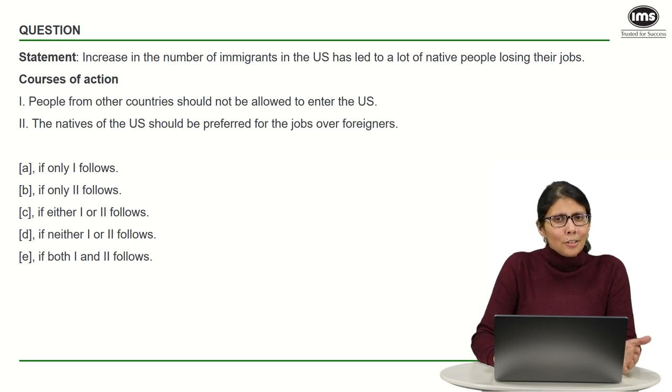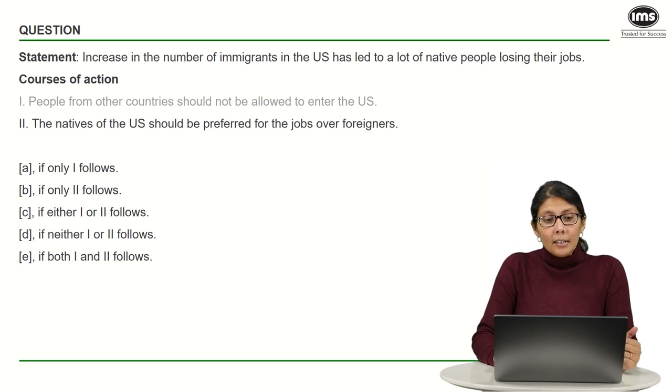This seems a little extreme because this would mean that no one is allowed to enter the country, including tourists. This is not a practical step to take, so we can say that option 1 is definitely not our course of action. What about the second one? The natives of the US should be preferred for jobs over foreigners. Might solve the problem, but this is probably again neither practical and to some extent probably not very ethical either, because it's slightly unfair discrimination.